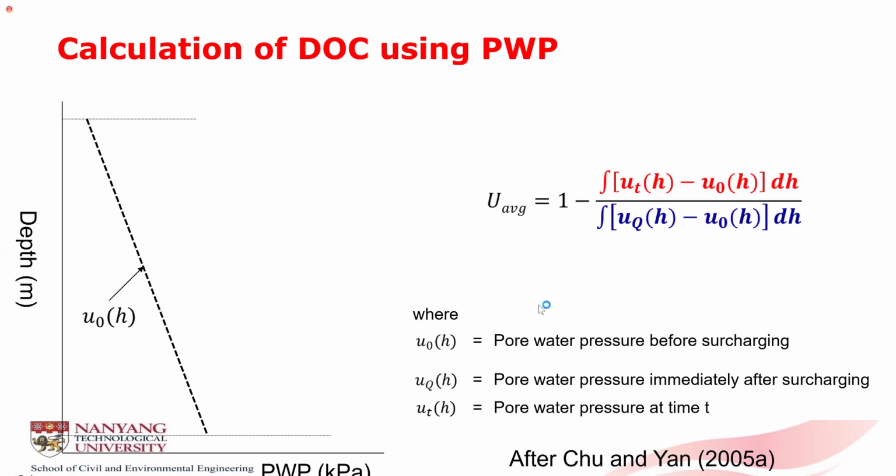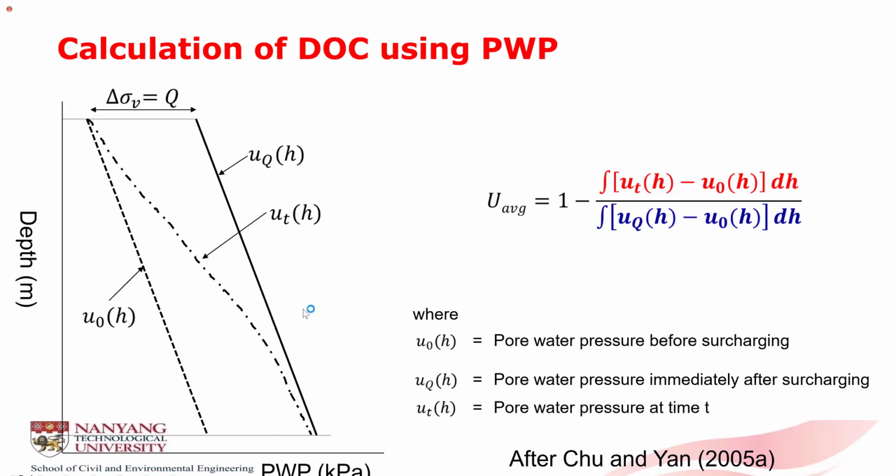And if we are using pore pressure, what we have to do is plot the pore pressure distribution versus depth. The pore pressure distribution should be within two lines. The first line is the hydrostatic pore pressure line, and the second line is the initial pore water pressure line. So if you put a surcharge, for example 100 kPa as your delta sigma V, your excess pore pressure will increase by 100 kPa.